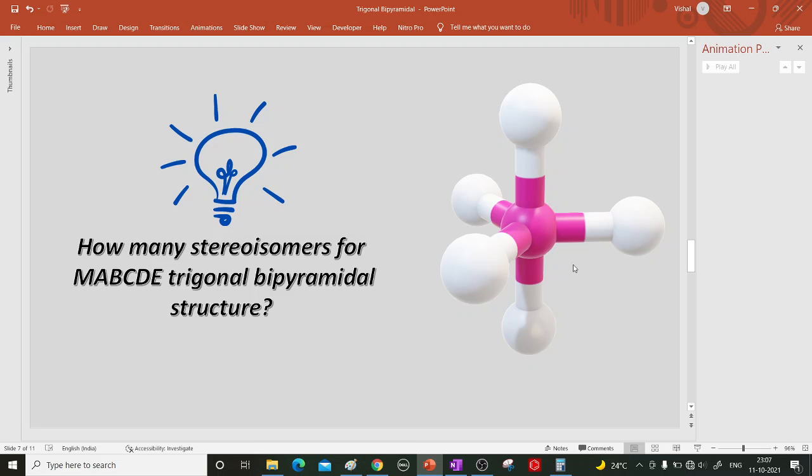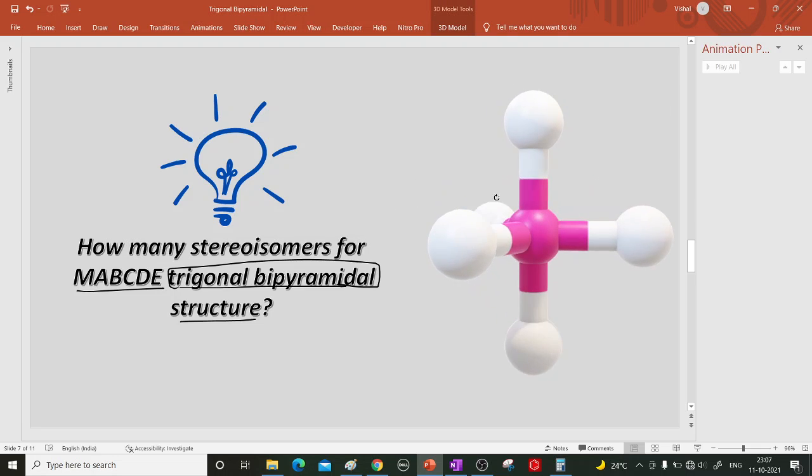This is another video in the series of videos on stereoisomerism, and this time we have a very interesting question. How many stereoisomers are possible for MABCDE, trigonal bipyramidal structure? So let's first think what trigonal bipyramidal geometry is like, and it's like this.